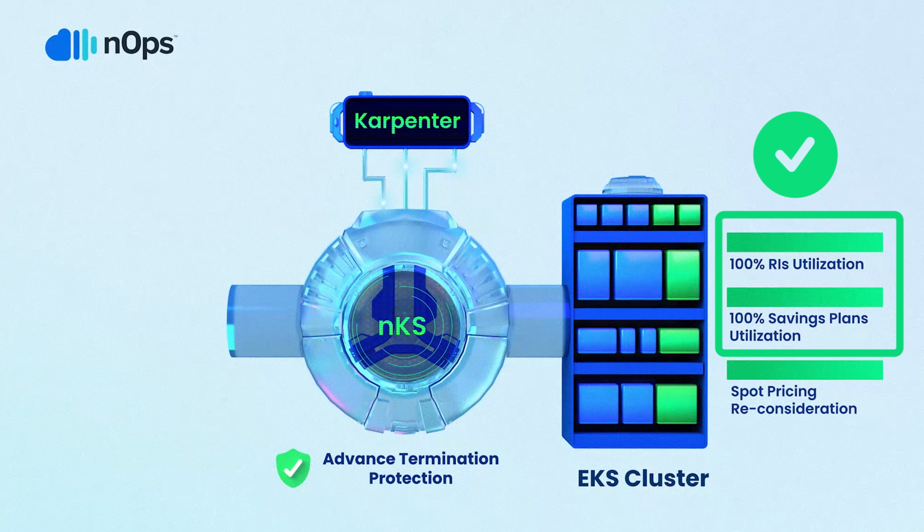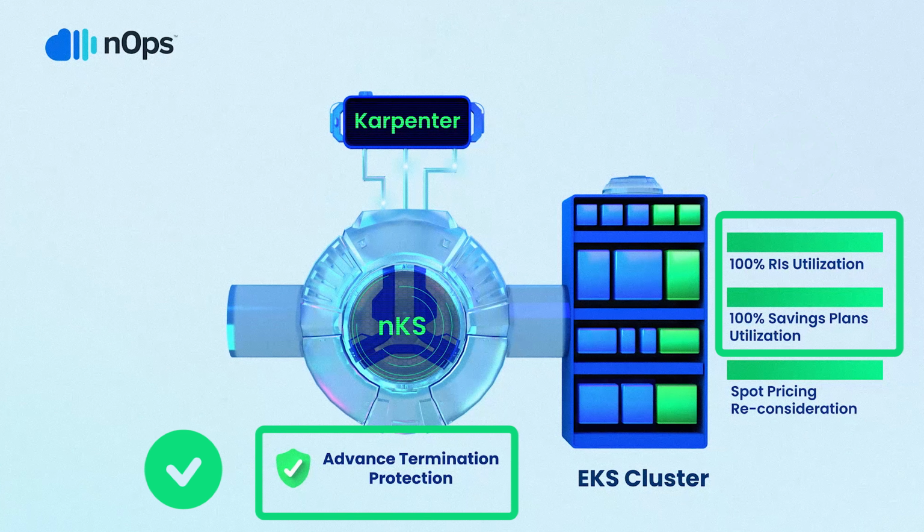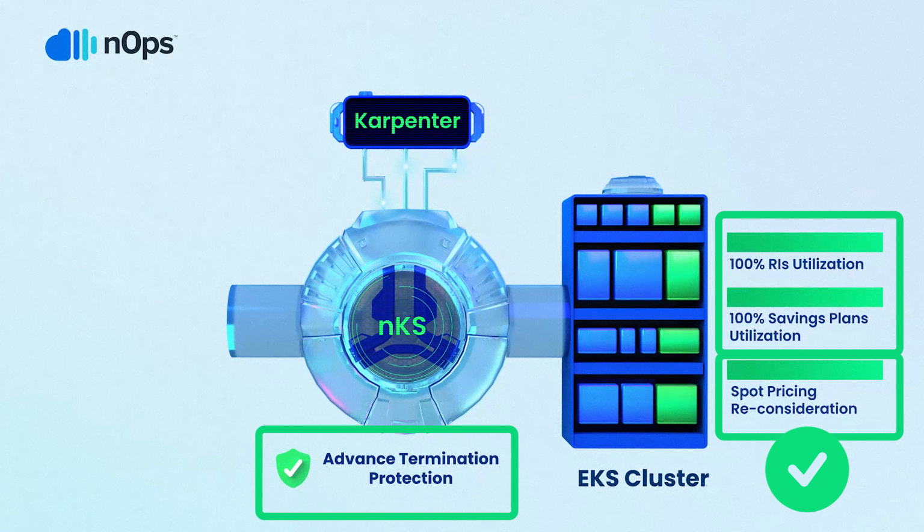Based on that, we're able to provision the right nodes to save you the most amount of money. We also have advanced termination protection. We're able to detect a node an hour before it might go away. That way you can run your workloads with confidence even on spot. We also reconsider pricing in real time. So we're always looking to see where we can save you the most amount of money, because in some cases, spot might not be the best solution.